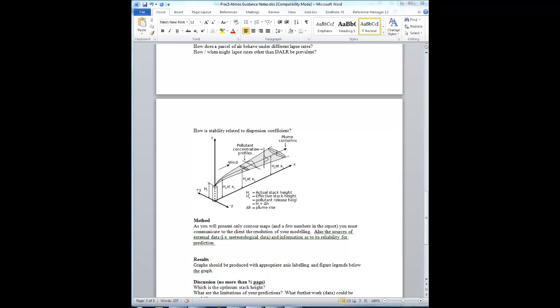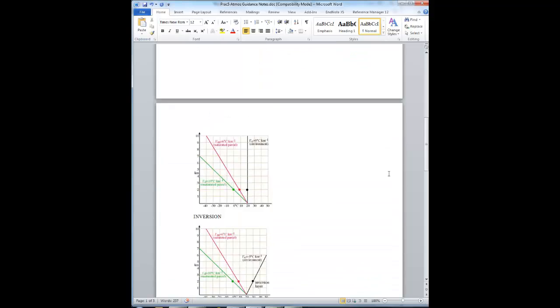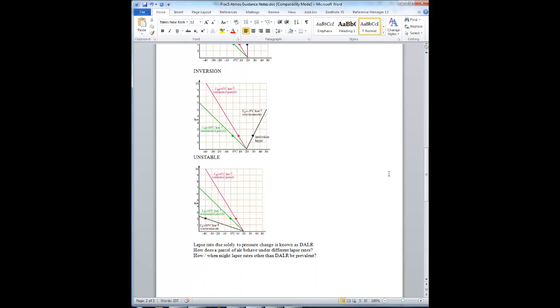The magnitude of these dispersion coefficients, which we need to put into our model, is going to be determined by the prevalent atmospheric conditions that control mixing. And the most important of these atmospheric conditions that control mixing, and which will relate to the dispersion coefficient, is atmospheric stability. Now we must have a short discussion about atmospheric stability. The most important control on mixing is atmospheric stability, and then there are 4 little graphs which explain lapse rates.